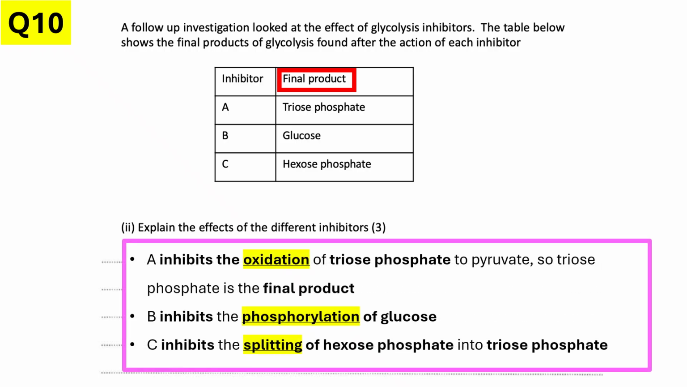So we can have one mark for each of the three inhibitors. So mark point A is inhibitor A inhibits the oxidation of triose phosphate into pyruvate. So triose phosphate is the final product that accumulates. Inhibitor B inhibits the phosphorylation of glucose, so the enzymes that normally add the phosphate onto glucose. And inhibitor C inhibits the splitting of the hexose bisphosphate into triose phosphate, which indicates there's an accumulation of the hexose phosphate.